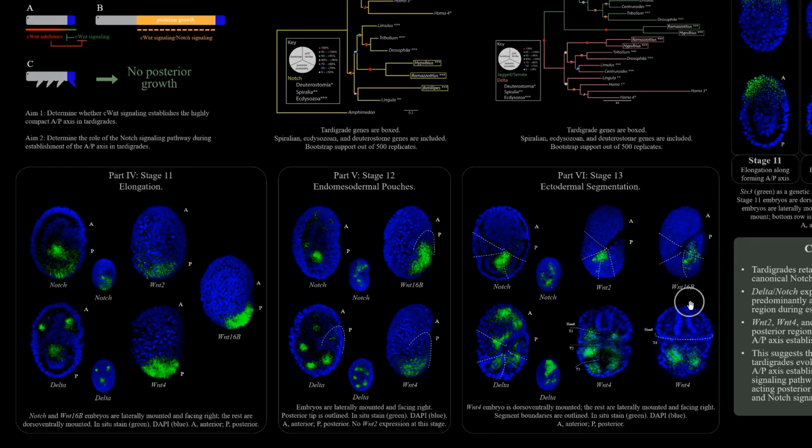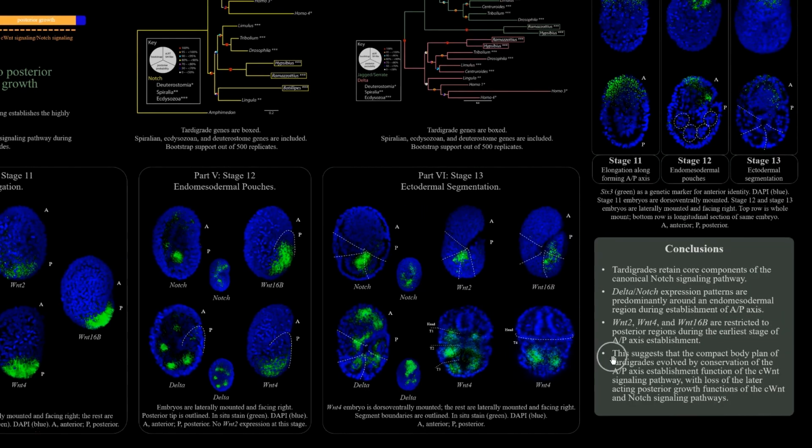All in all, our data suggests that the compact body plan of tardigrades evolved by conservation of the AP axis establishment function of the canonical Wnt signaling pathway with loss of the later acting posterior growth functions of the canonical Wnt and Notch signaling pathways.